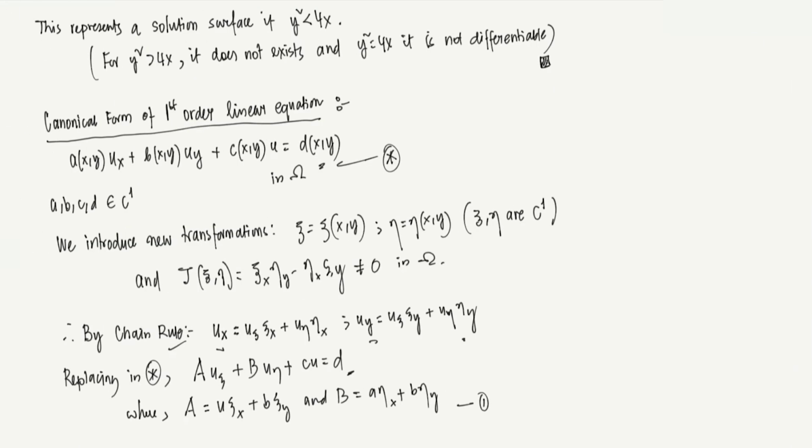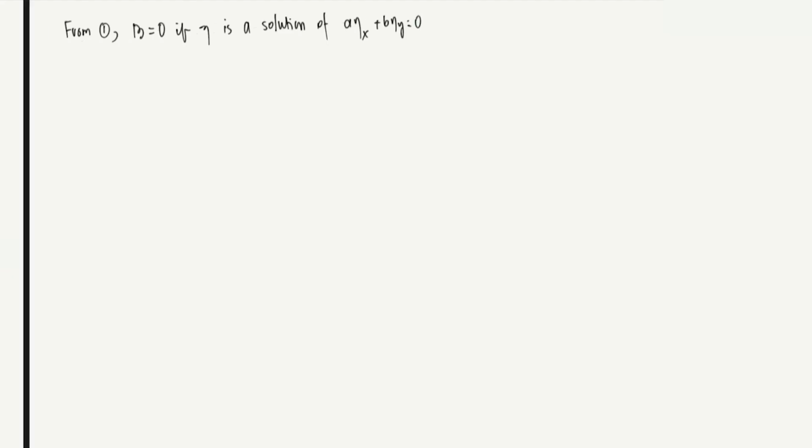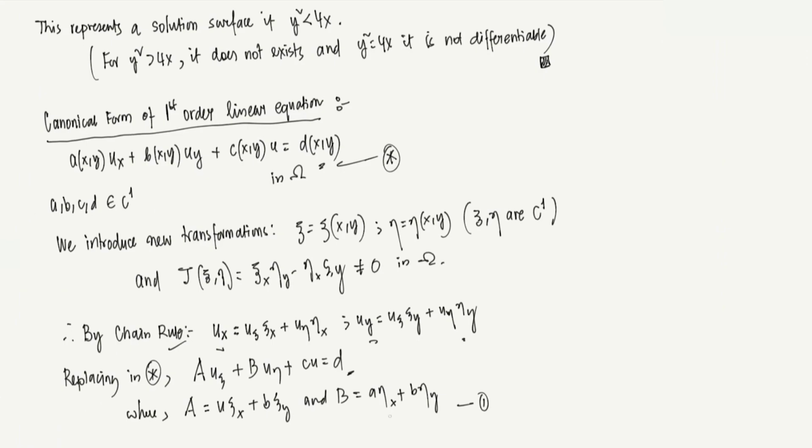if B equals 0, so let's say that, see, this xi and eta are in our hands. We want to find that xi and eta. So you see, B equals 0 if eta is a solution of a eta x plus b eta y equals 0. You understand? If I choose eta in such a way that a eta x plus b eta y equals 0, I can choose that. Once I do that, that will give me B equals 0.